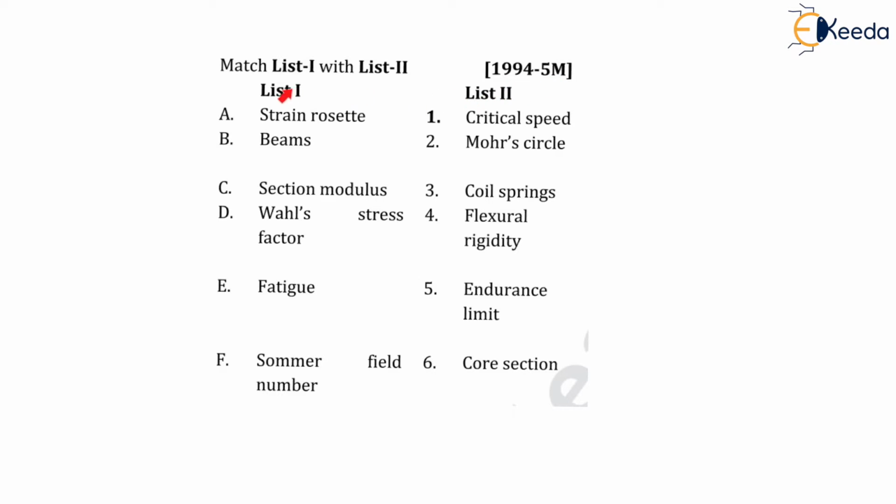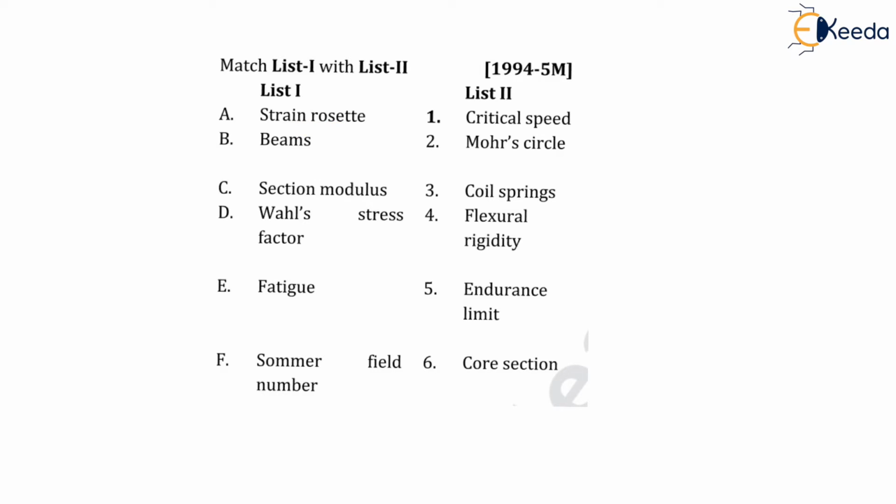Now my dear students, the question is to match the pair. Here list 1 with list 2, we have to match the pair. Now generally in old papers they were asking 5 mark questions also, but right now there are only 1 mark and 2 mark questions. So if they ask this question, they will ask for 1 or 2 marks. Now here option A, strain rosette. Look at the options. Now my dear students, generally the strain rosette is used to measure the strains, right?